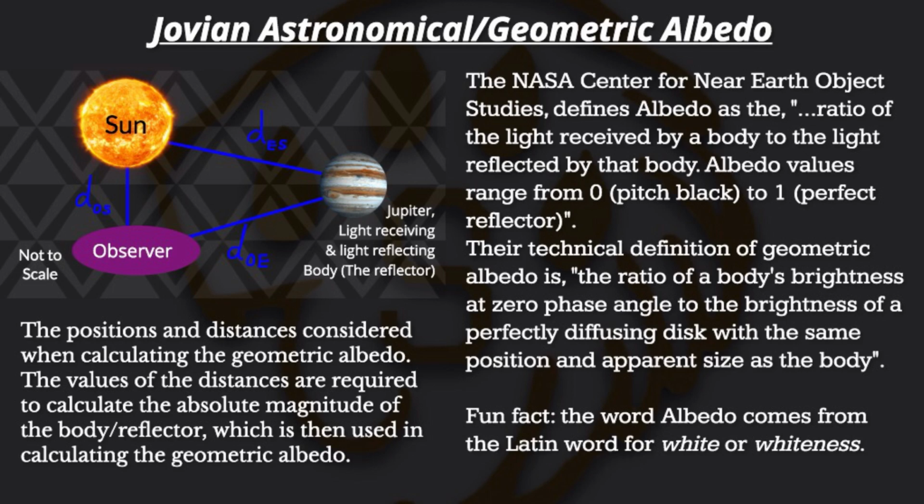As you can see in the definition, albedo values range from 0, which is pitch black, so all light is absorbed, to 1, which is a perfect reflector. As we saw with Eris, the dwarf planet, when we calculated the albedo for Eris, it was like 0.99, very close to 1, which means it's very close to being a perfect reflector. So we want to see if Jupiter is also close to 1. How much does it reflect? Is its surface able to reflect all the light that it receives from the sun? Would the observer be able to see all that light?